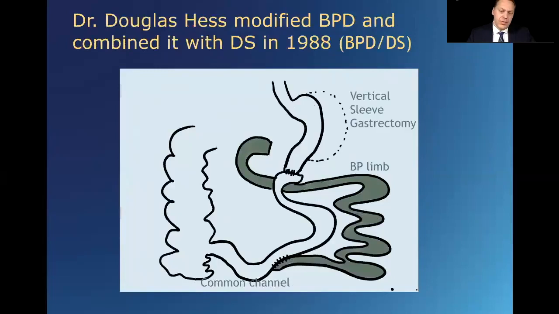So about a year later, Dr. Douglas Hess modified the original Scopinaro operation, and he combined that with the duodenal switch. Now this hybrid procedure is called biliopancreatic diversion with duodenal switch. In this operation, instead of distal gastrectomy, now we have sleeve gastrectomy, and this sleeve gastrectomy actually preserves the pylorus. Now we have much more natural food transition into the small bowel, preventing dumping food directly into the small bowel.